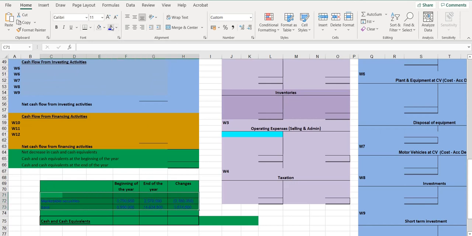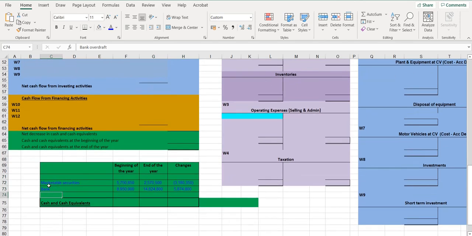So we'll put here the first one, marketable securities, and then bank, and then the next one is the bank overdraft itself. For the bank overdraft, I'm putting a bracket there to show a negative cash flow, and the figure has gone up. The increase for the bank overdraft was 4,278,350.